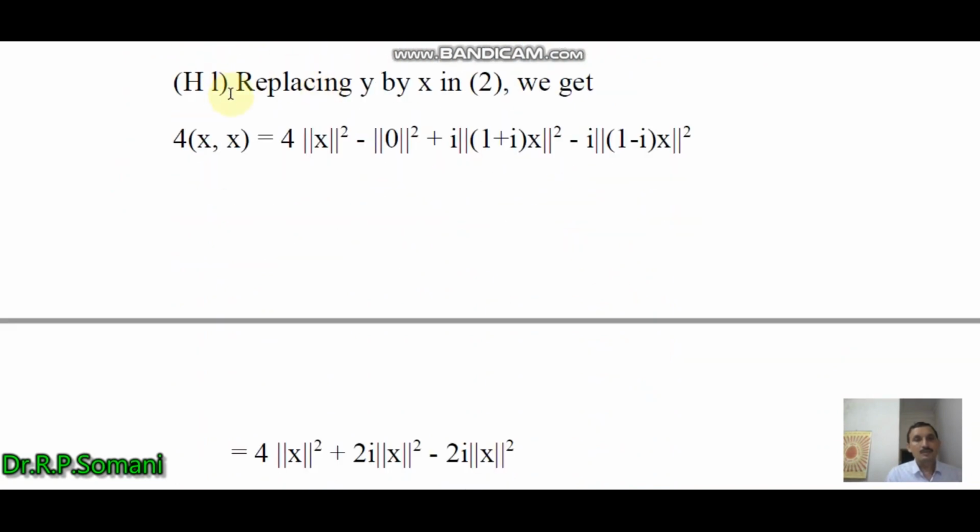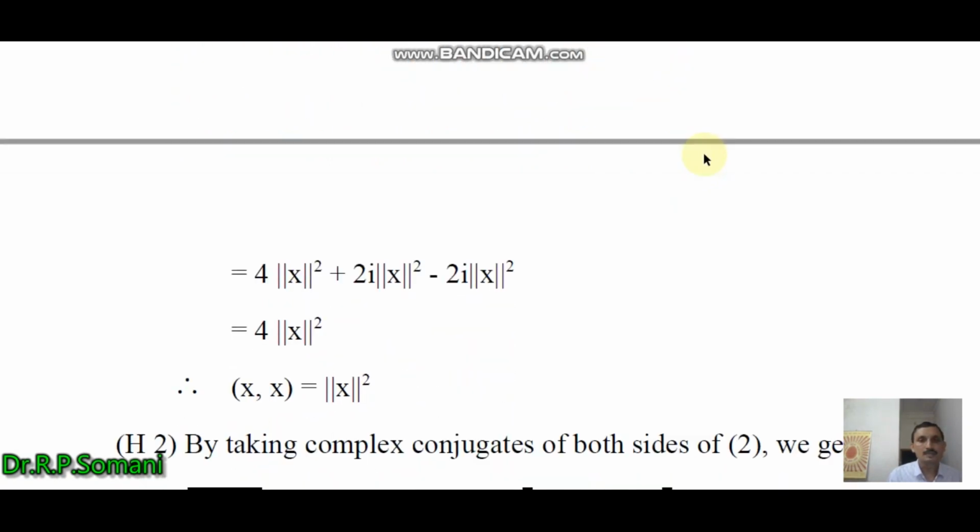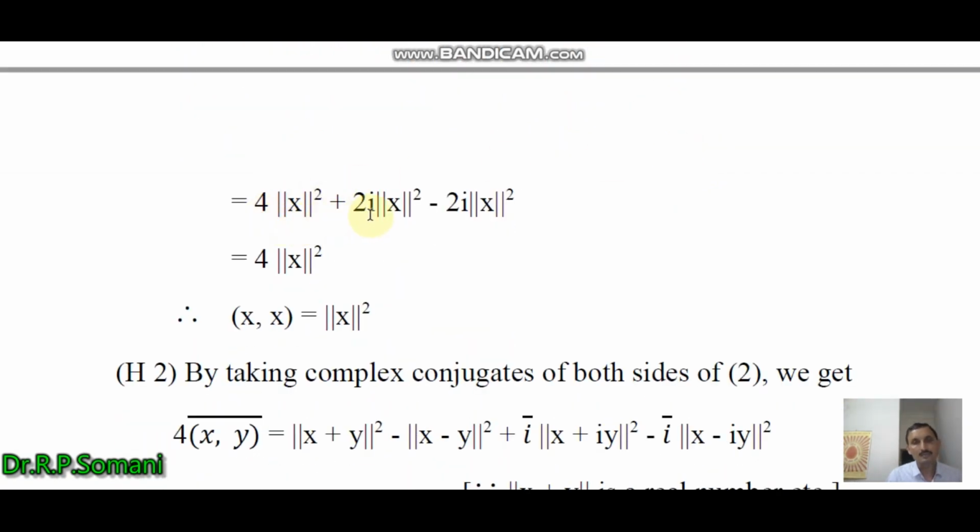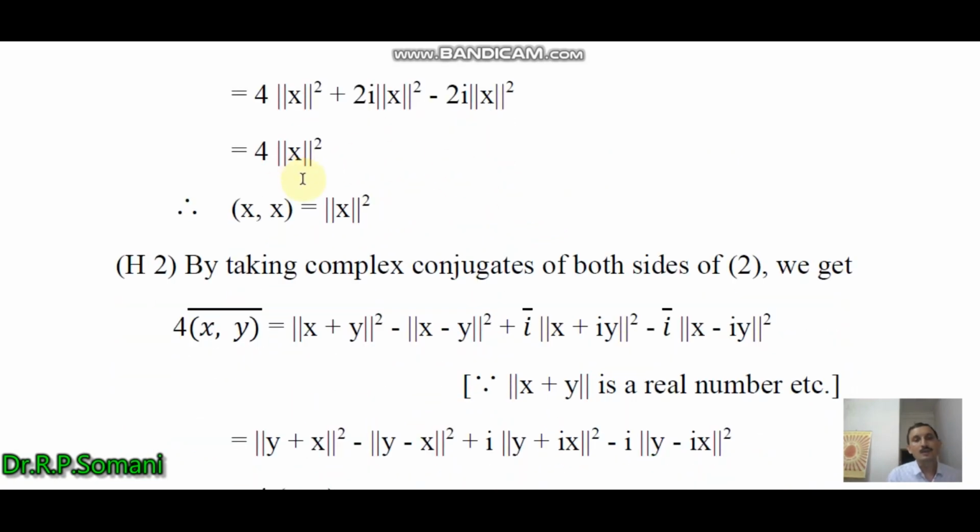To prove H1, replace y by x in 2, and we obtain 4⟨x,x⟩ equal to 4 norm x squared minus norm 0 squared plus ι norm 1 plus ι x squared minus ι norm 1 minus ι x squared, and this becomes 4 norm x squared plus 2ι norm x squared minus 2ι norm x squared. So in this way we obtain that the inner product of x, x equals norm of x squared. This is the first property.